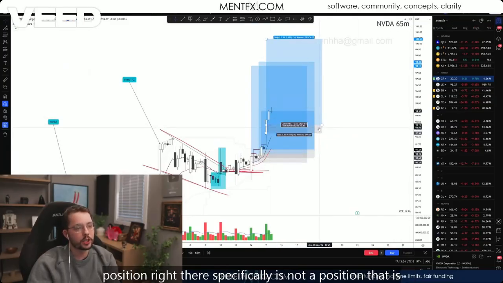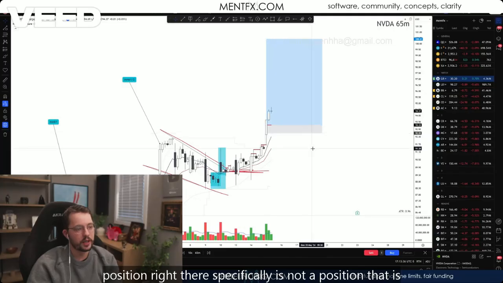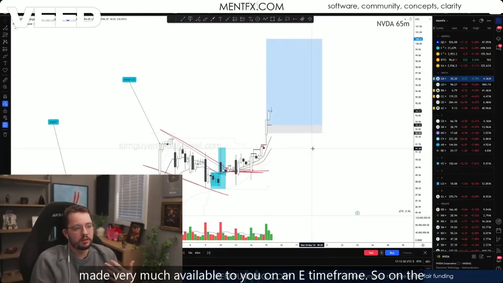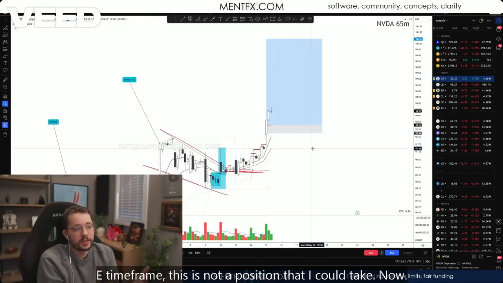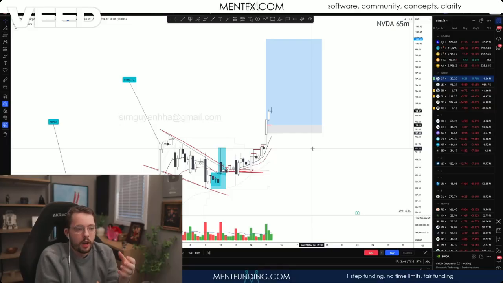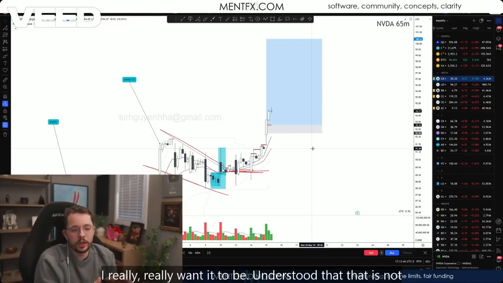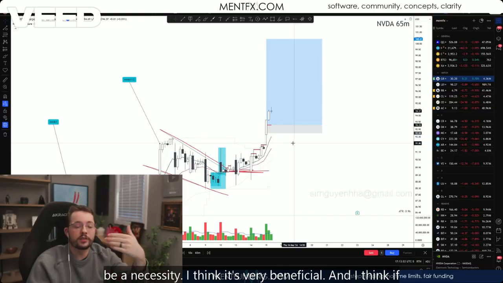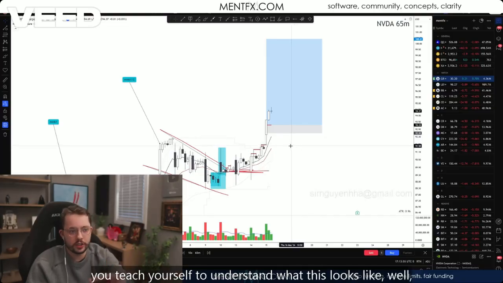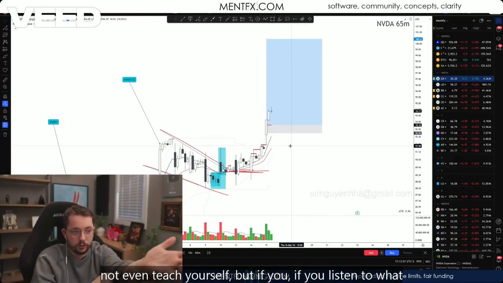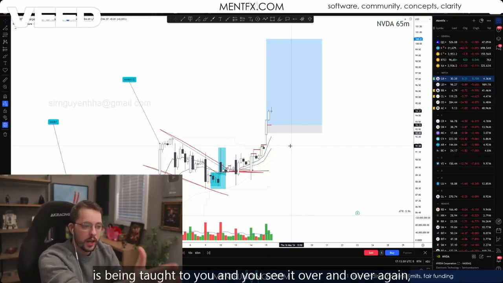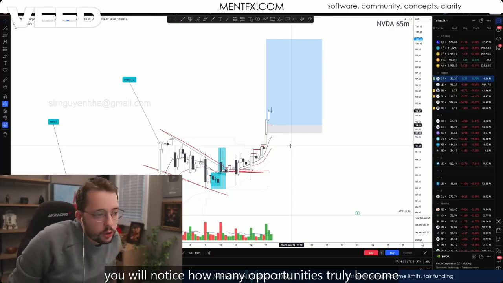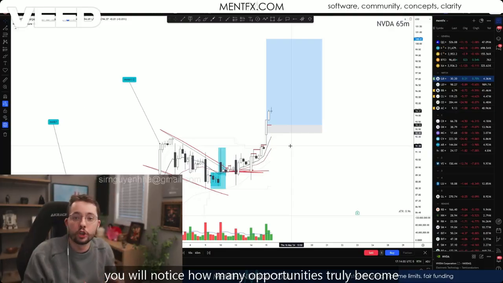And if you notice, that position right there specifically is not a position that is made very much available to you on an E timeframe. So on the E timeframe, this is not a position that I could take. Now, I really want it to be understood that that is not a necessity. Trading these kinds of entries does not have to be a necessity. I think it's very beneficial, and if you listen to what is being taught to you and you see it over and over again, you will notice how many opportunities truly become available.